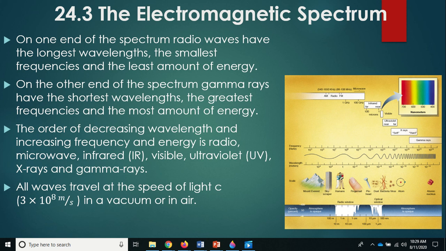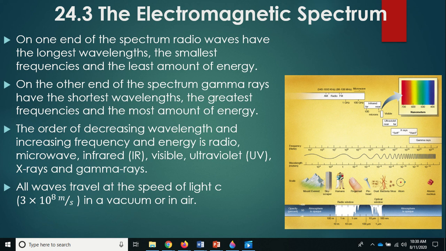Okay, on the other end of the spectrum, gamma rays have the shortest wavelengths, the greatest frequencies, and the most amount of energy. We talked about that. The order of decreasing wavelength and increasing frequency and energy is radio, microwave, infrared, visible, ultraviolet, X-rays, and gamma rays.